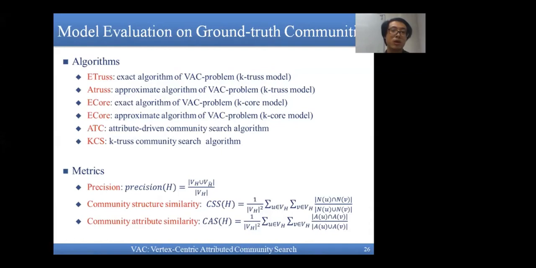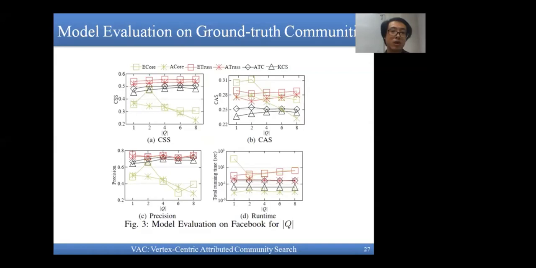To this end, we employ 6 algorithms, including the exact and approximate algorithms of our problem based on the k-truss model and the k-core model. In addition, we also employed another two k-truss-based community search algorithms. As for the metrics, we employ precision, community structure similarity, and community attribute similarity. Through the results, we can find that our model can find the communities that are more similar to the ground truth community, and it is the most effective.